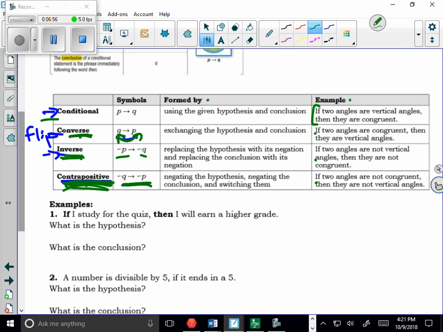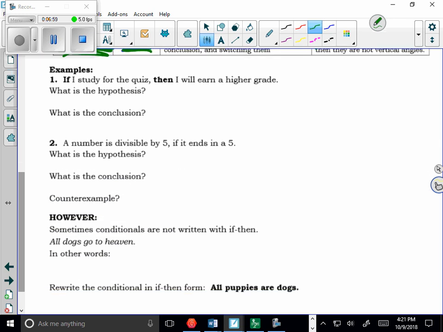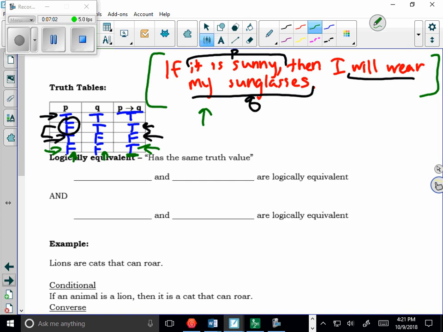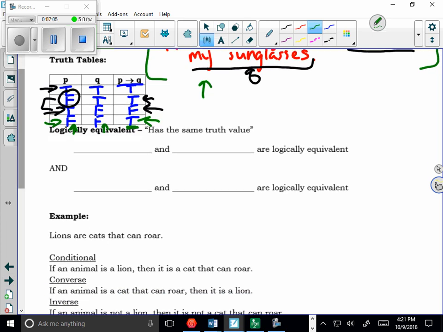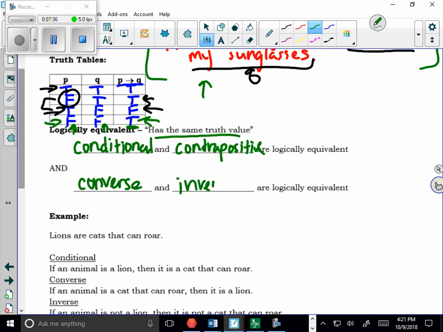I'll think about maybe a good way that we can use to remember that. Okay, so let's go back to the back page and talk about this logically equivalent stuff. The reason I needed to do that first is because we're going to use some of those words in here. So logically equivalent means they have the same truth value. So, the conditional and the contrapositive are logically equivalent, as are the converse and the inverse. So both of our verses are logically equivalent, and both of the other 2 are logically equivalent to each other as well.